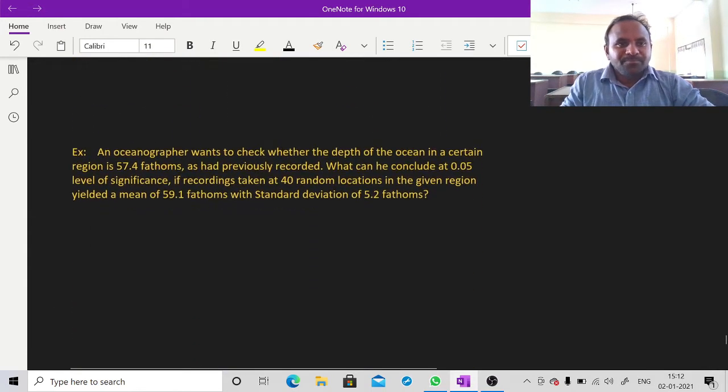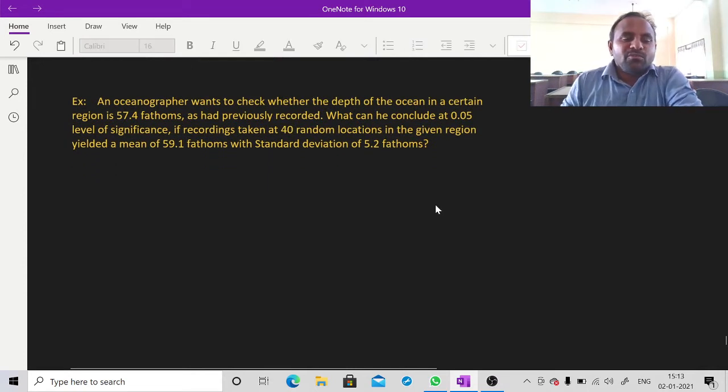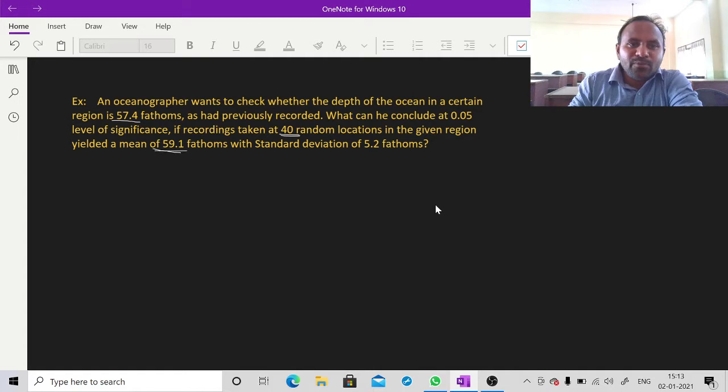Suppose here is an example. An oceanographer wants to check whether the depth of the ocean is 57.4 fathoms or not. It's been already pre-recorded, but he wanted to check whether this measurement is correct or wrong. For that, he has taken 40 random readings at different locations. I mean, a sample of 40 readings has been taken, whose mean is 59.1 fathoms.